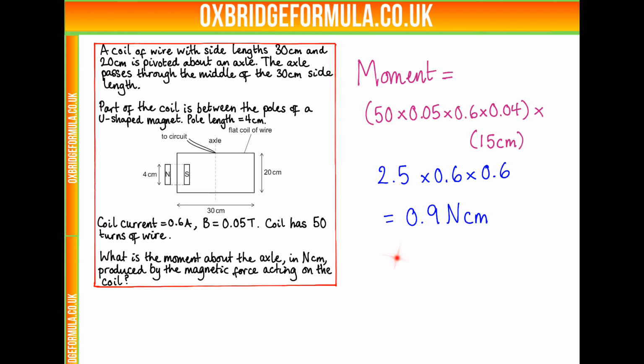Points for stumbling include which lengths to use. So this is where the tricks may come in if you're not careful. So it's only the part that's within the circuit or within the poles that we care about that's experiencing the magnetic field. So 4 centimeters, not the 20 centimeters. So all in all, we got a moment of 0.9 Newton centimeters.